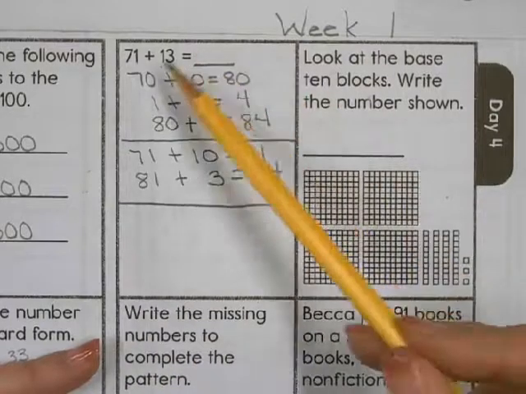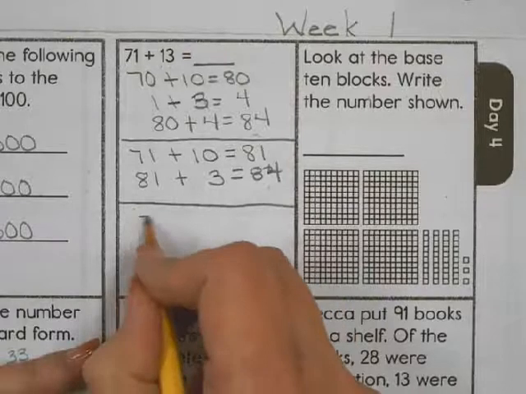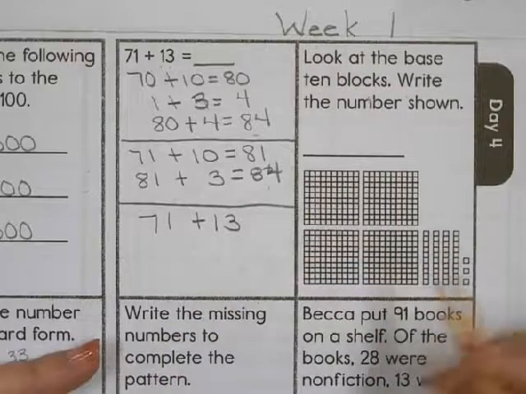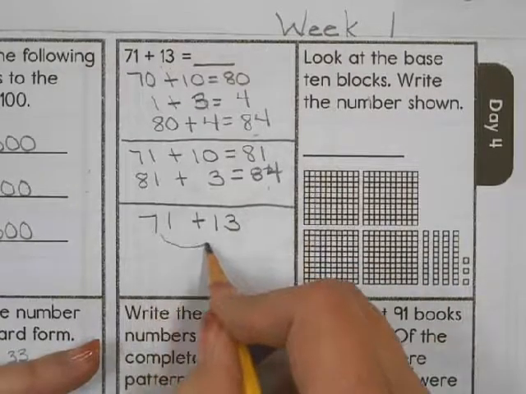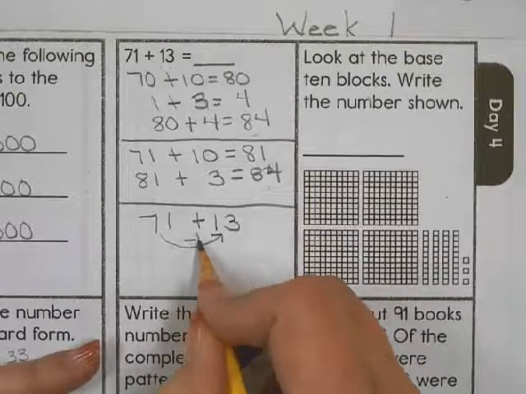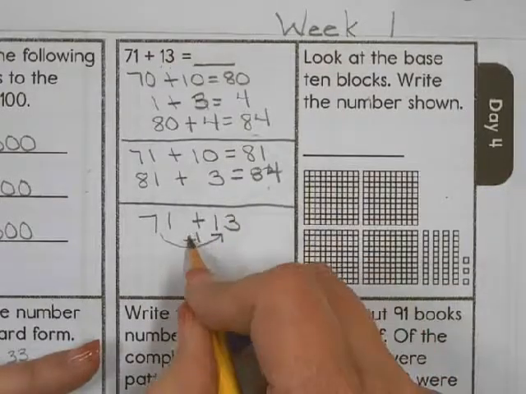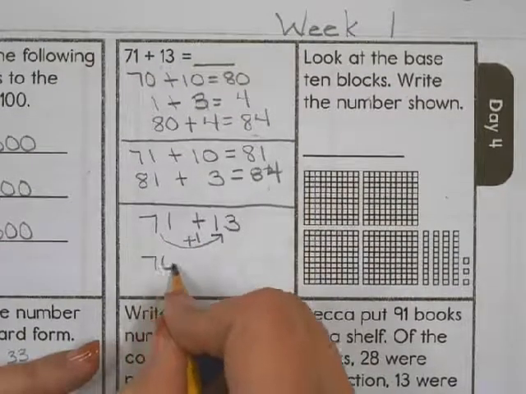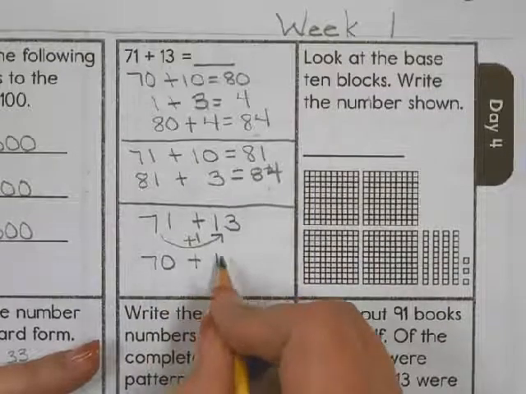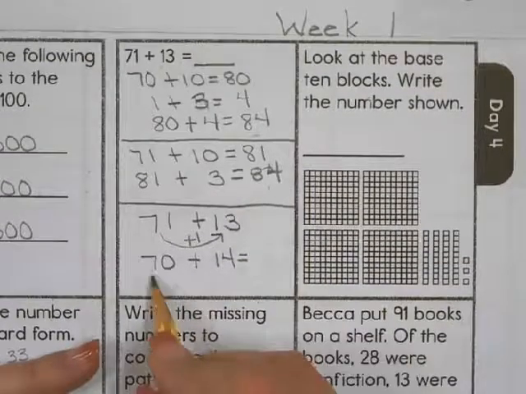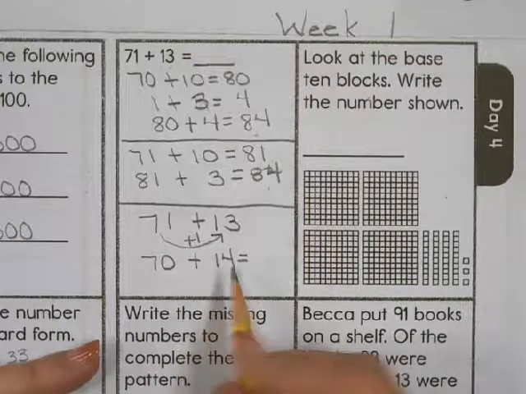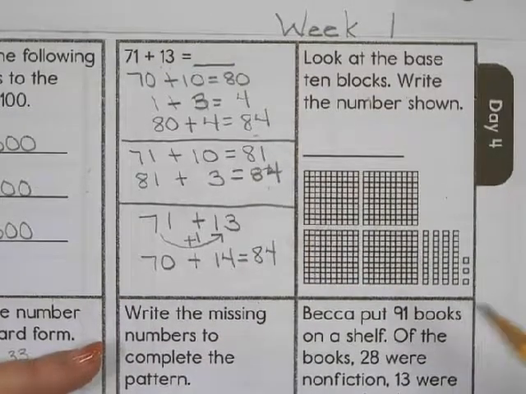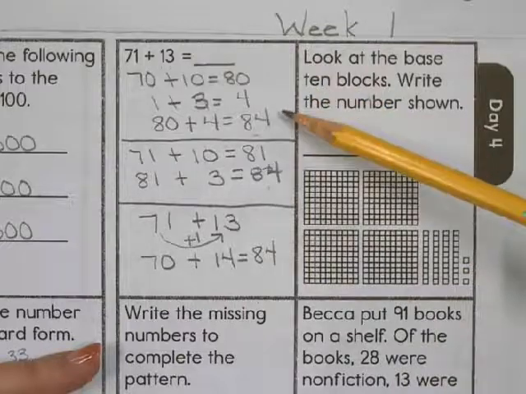Now we're going to take a look at another strategy, and it's compensation. I want to make my numbers easy to use quickly. So if I subtract 1 from the 70 and add it here to the 13, that would make this 70 and this 14. Now if I add 70 and 10, which makes 80, and 4 more ones, that would be 84. So again, 3 strategies that you can use to achieve the same sum.